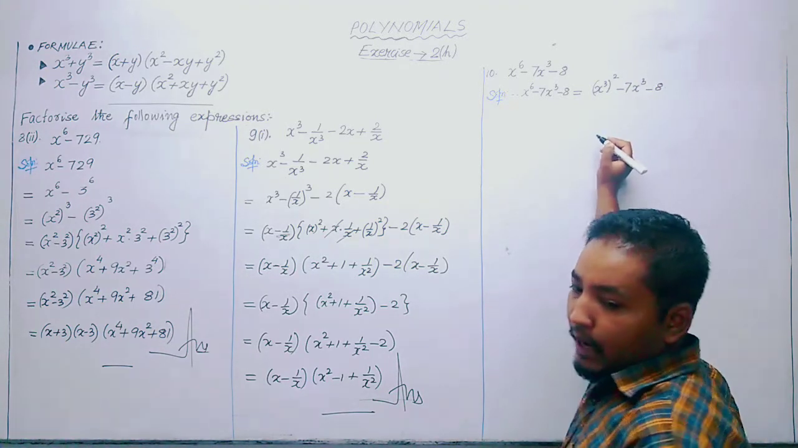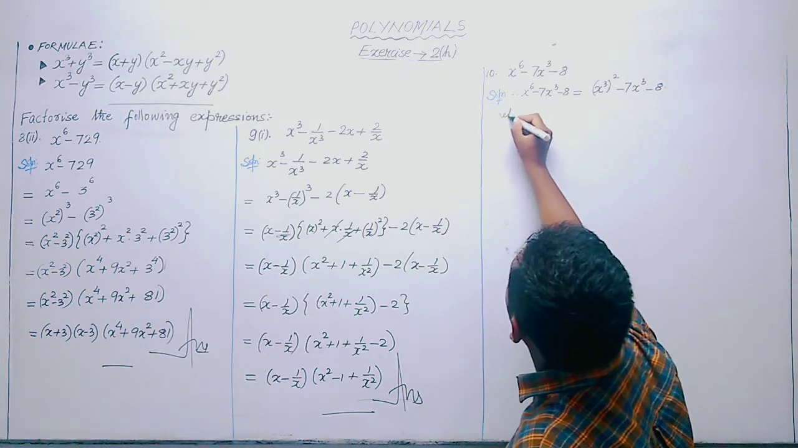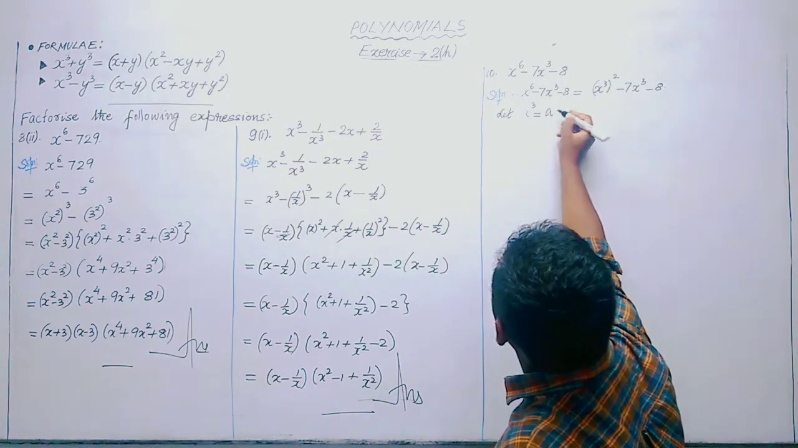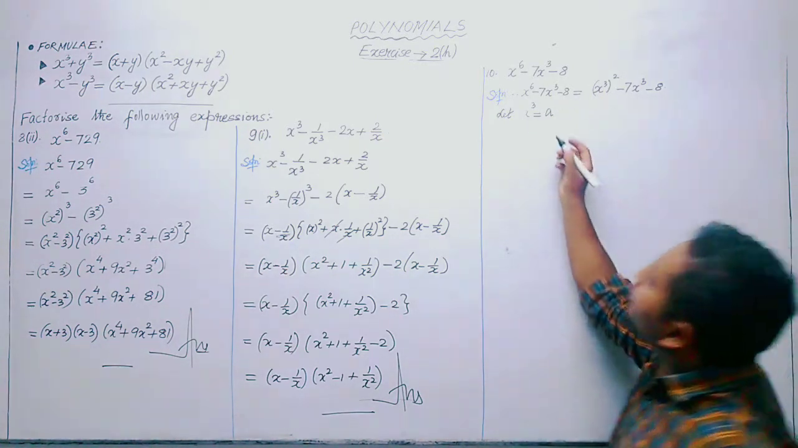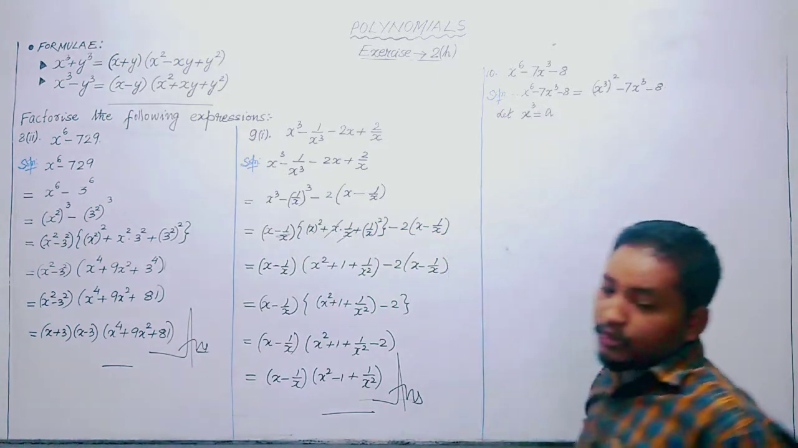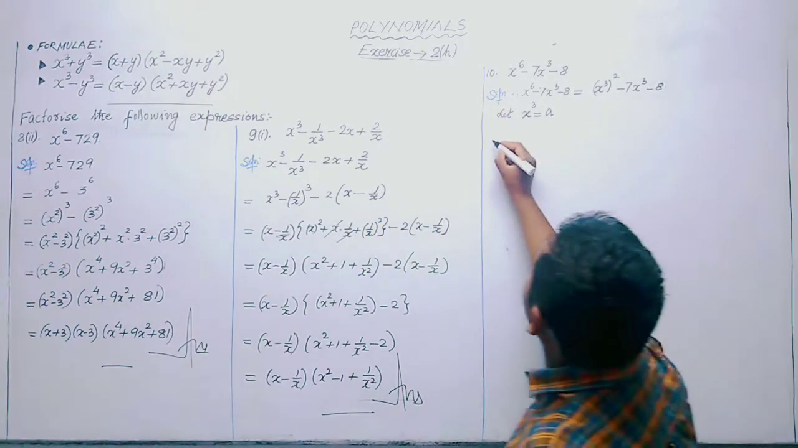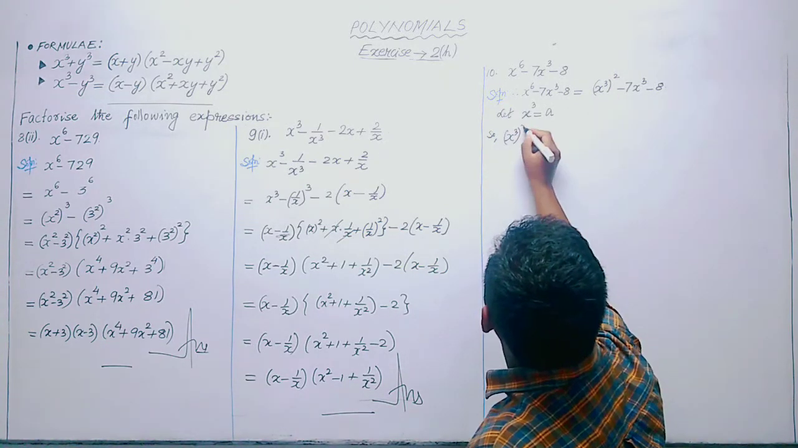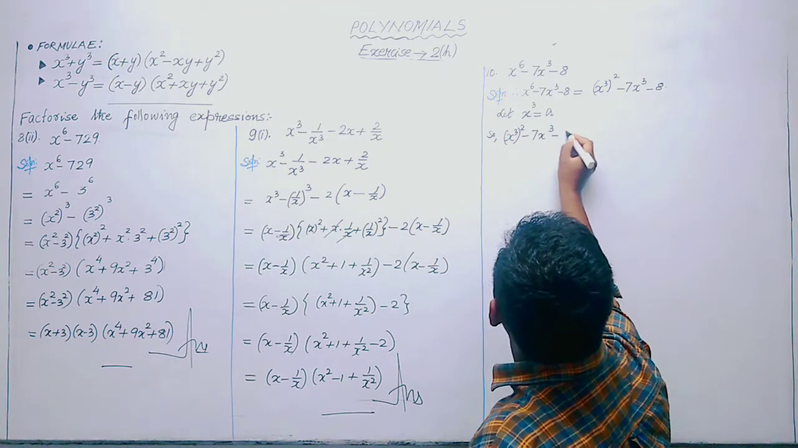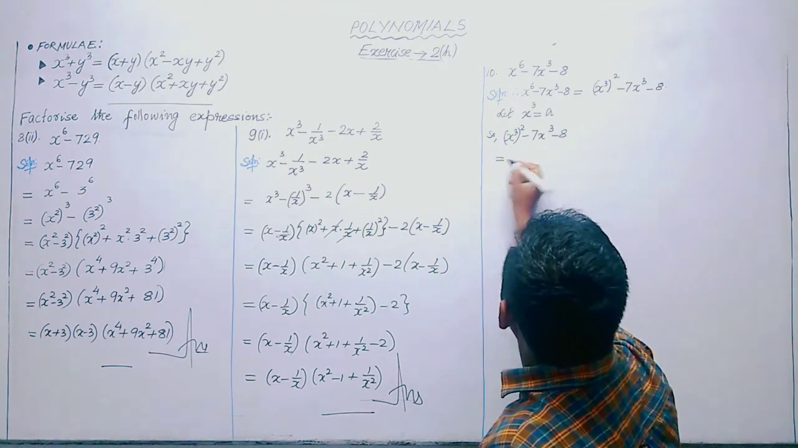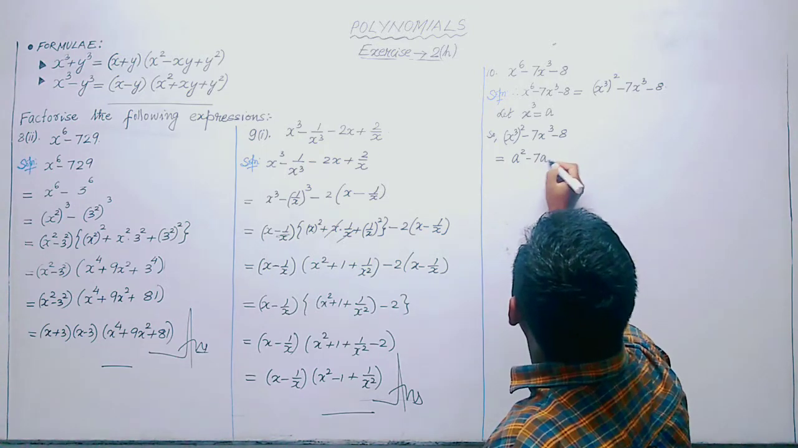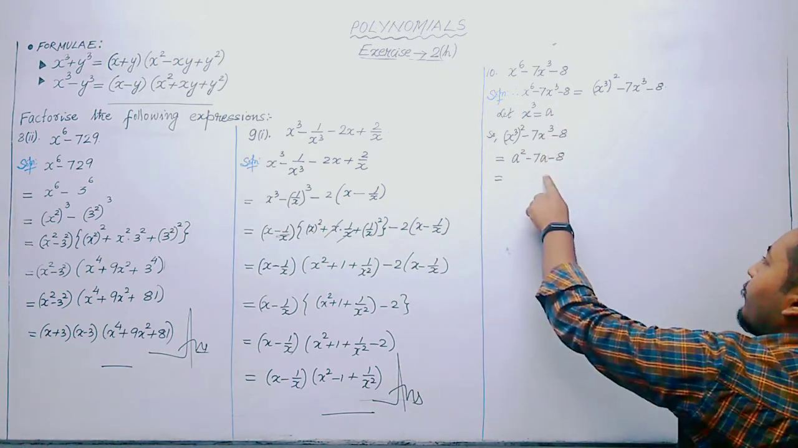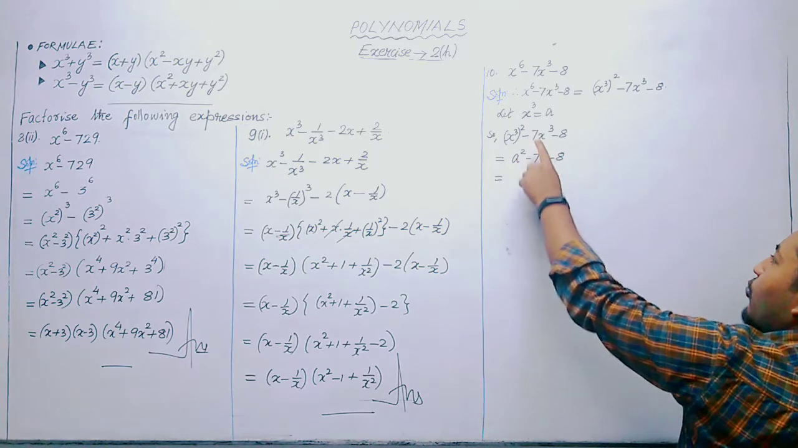So what will I get? I'll just make it simple. x cube equals a. Let me just assume that x cube is a, just to make the expression simple. So you will get (x cube) whole square minus 7x cube minus 8 equals a square minus 7a minus 8. Is it not? x cube means a. Wherever there is x cube, I'll substitute with a, and this square is this.